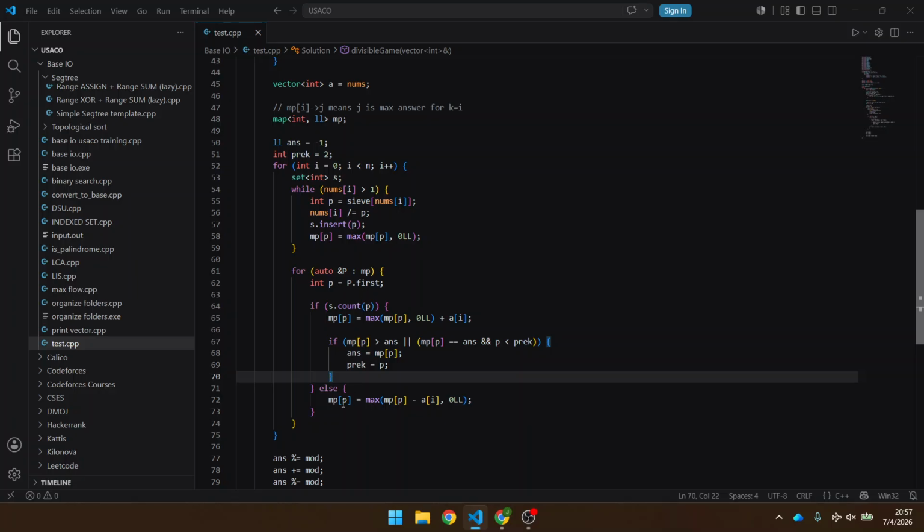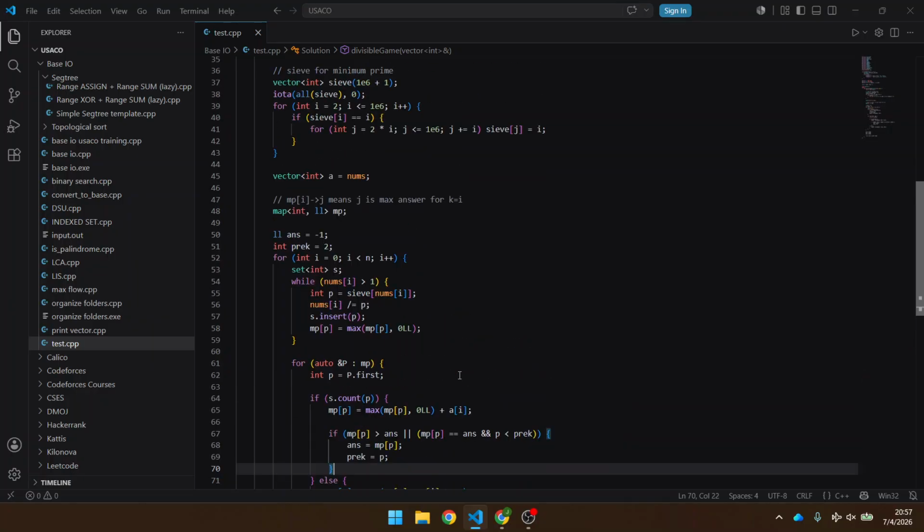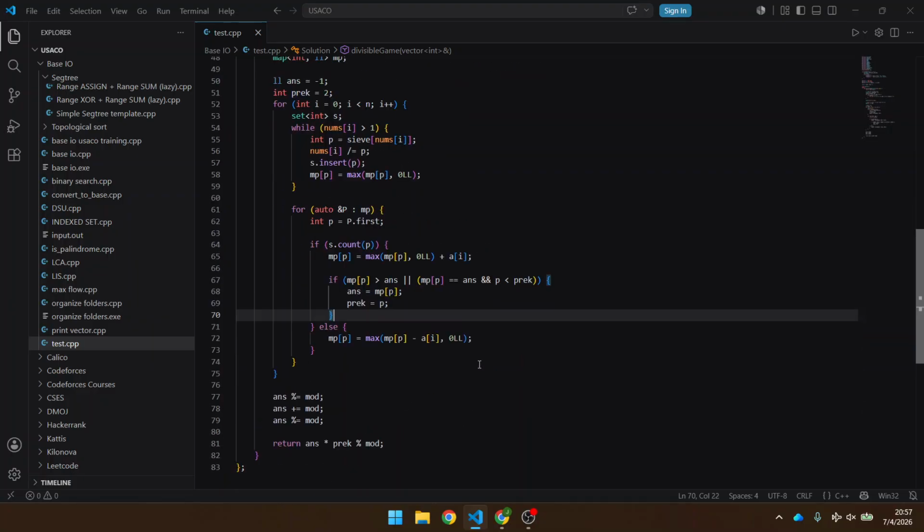Otherwise, if it's not divisible, we can just update it by using subtraction. So map[p] equals max(map[p] minus a[i], 0LL). After all of this, we can use mods on our answer, and answer times pre-k divided by mod, because that's what the problem is asking us to do at the end.